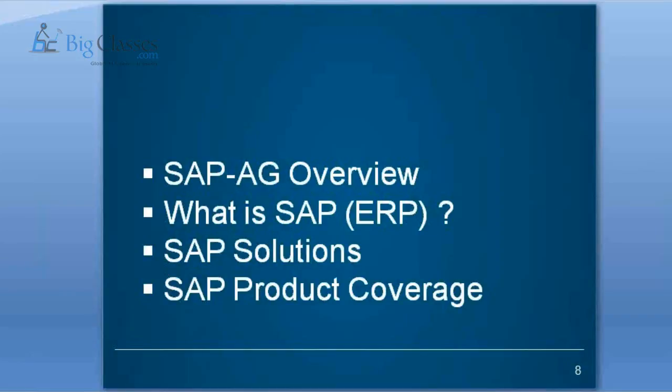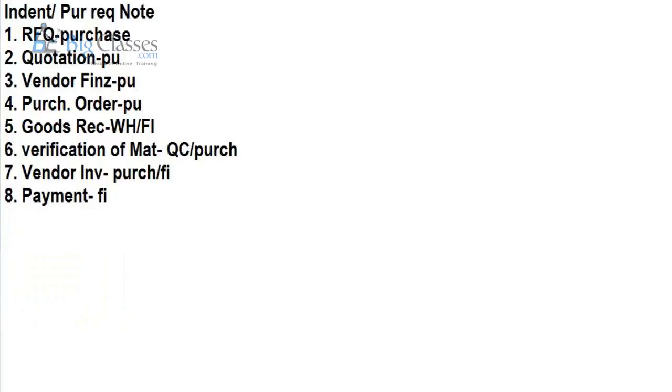So they have various products, right? So as he said, the abbreviation of the name is systems, applications, and products in data processing.